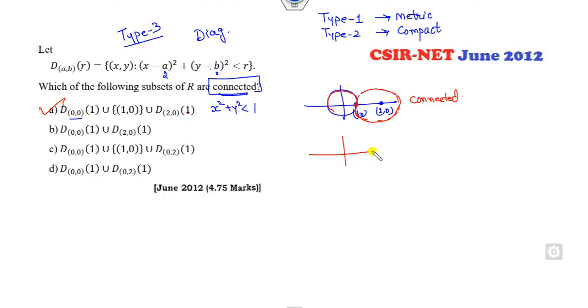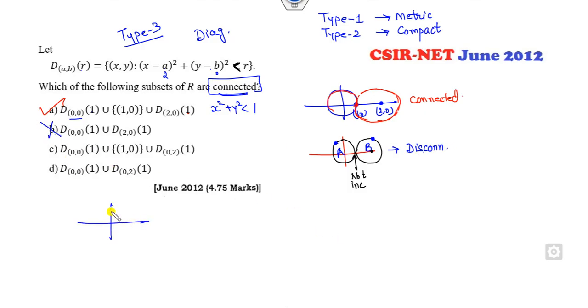Look at the second option. D of (0, 0), radius 1, and (2, 0), radius 1. Fine. But you can see it's an open interval. It's an open interval. That means this point is not included. This point is not included. So it means you are unable to start. If you start from here, you are unable to move to this point. Fine. If you start from B, you are unable to reach point A. That means they are disconnected sets. So this option is cancelled.